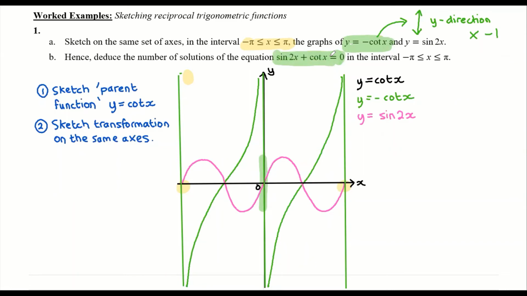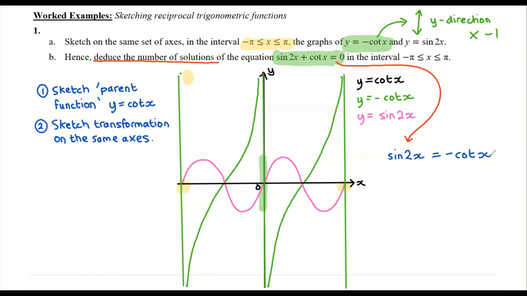I mean, how are we supposed to do this? Well, the thing that gets people sort of riled up a little bit with these questions is that they're not reading the question. We only have to find the number of solutions. We don't have to solve it. So what I can do is rearrange this. If sine of 2x added to cot x is equal to 0, then I can put sine of 2x equal to negative cot x.